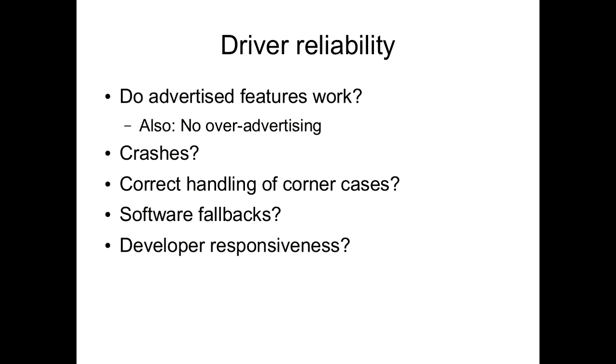Wine sometimes uses some corner cases, and every now and then they are poorly handled, like rendering to the same frame buffer object from different contexts, things like that. Are there software fallbacks? If features are over-advertised, most of the time the driver implements them, but falls back to software, and your performance just tanks and it's unusable. And last but not least, if there is a problem, can we as Wine developers get some access to the developers to say, hey, please fix this?